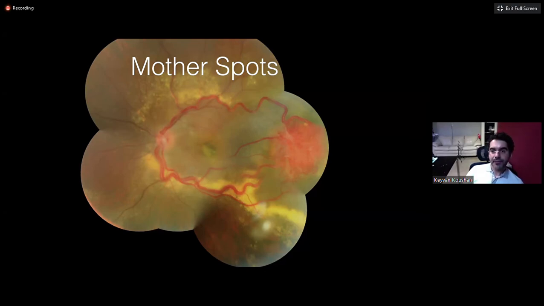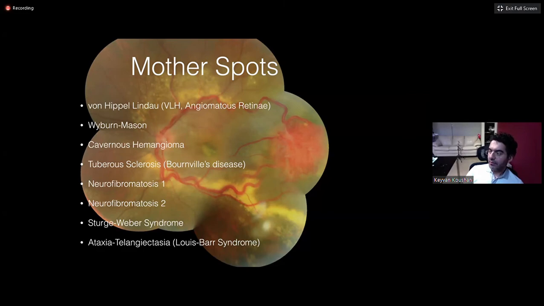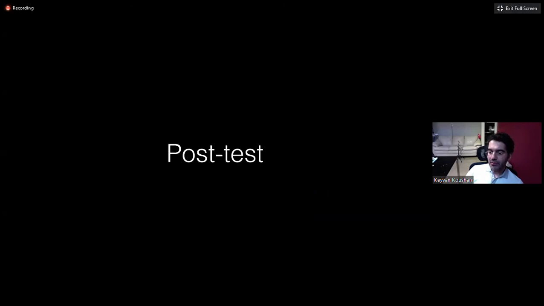And so we have von Hippel-Lindau, VHL, capillary hemangioma; this is a lesion seen in Wyburn-Mason syndrome, cavernous hemangioma, tuberous sclerosis, NF1, NF2, Sturge-Weber, and ataxia telangiectasia. Okay, so this was kind of quick and lots of memorization, and this is going to be repeated many times. You're going to forget many times, and hopefully everyone will remember it just a bit more. So let's do some post-test.